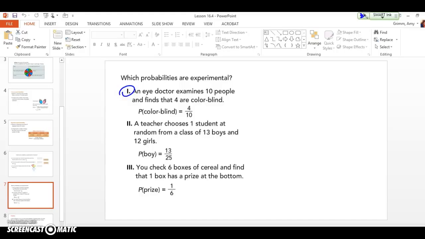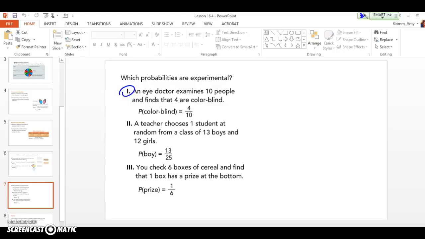Okay. All right, and then number 3, you check 6 boxes of cereal and find that 1 box has a prize at the bottom. That's totally experimental, right? Like, you don't know what the probability is because you don't know how many prizes they put in boxes. Maybe they put 1 prize in every 20 boxes and you just got lucky and found the one that had it. So that's experimental.